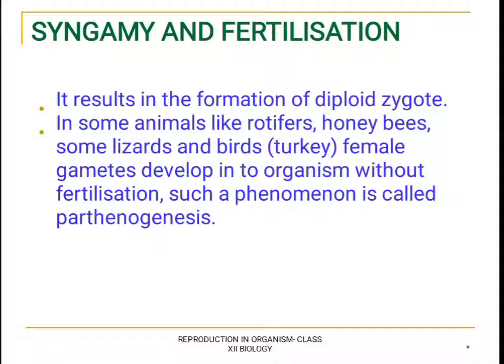Now the second type of fertilization is internal fertilization. In most terrestrial organisms, for example fungi, higher animals like reptiles, birds and mammals, and the majority of plants such as bryophytes, pteridophytes, gymnosperms and angiosperms, the process of fertilization takes place inside the body of the organism, and this type of gamete fusion is called internal fertilization.